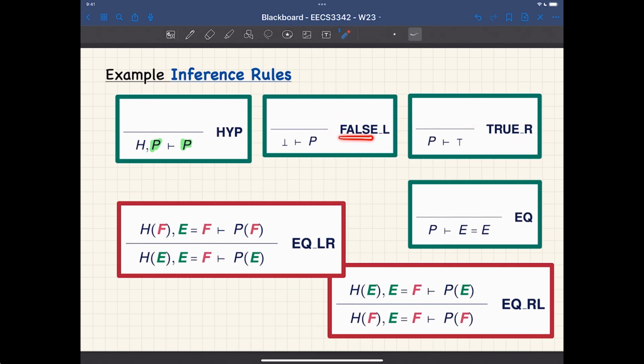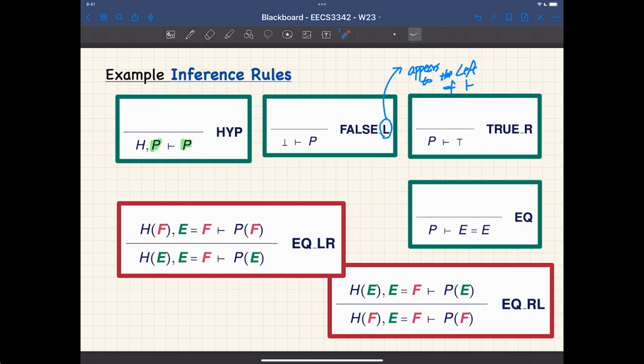And here, again, you want to really understand the naming convention. When I say false L, the L here is similar to what I said earlier before the reading week. Just to remind you, L means it appears to the left of the turnstile. So here you can see the false over here. If you already have false as the antecedent, there's nothing to prove because false implies anything. That's easy. Symmetrically, you can see true R. That means the true appears to the right of the turnstile. If you already have something to prove that is true, true is always provable, no matter what you have as part of the hypothesis.